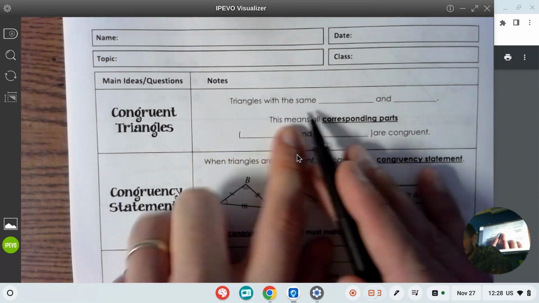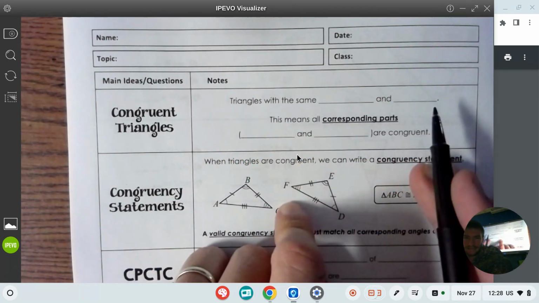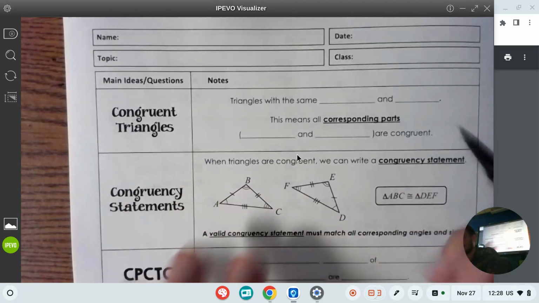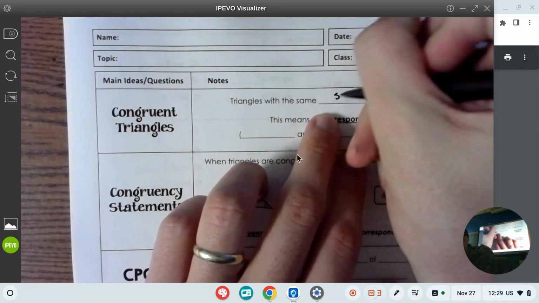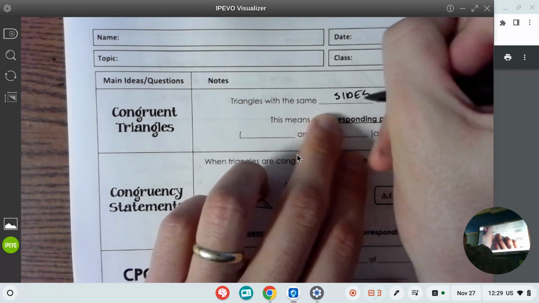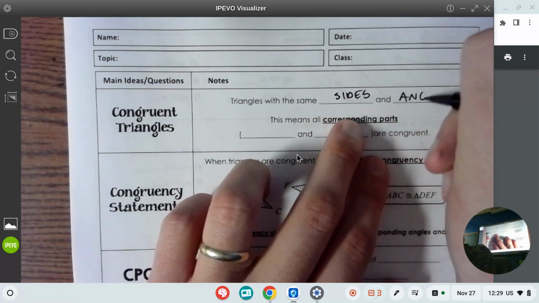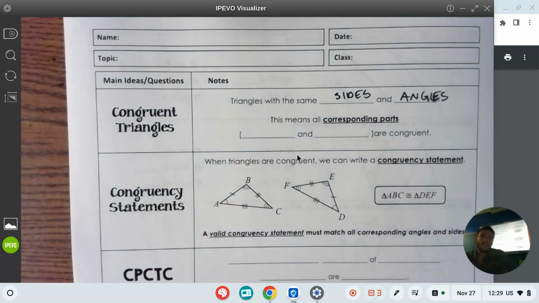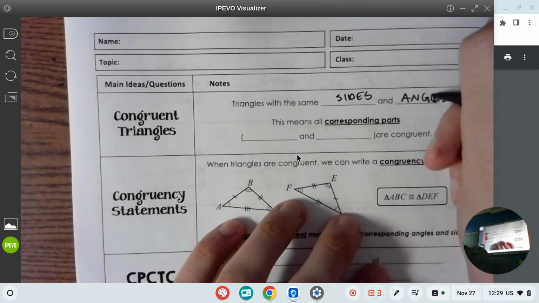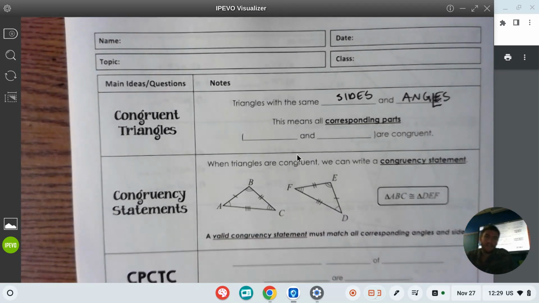Triangles with the same blank and blank. If you're going to be congruent, you better be the same. Triangles have sides and angles. A little bit of misspelling there. There we go. Angles looks a little ugly. Handwriting's horrible. Sorry.